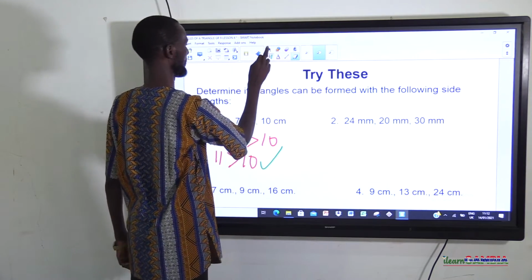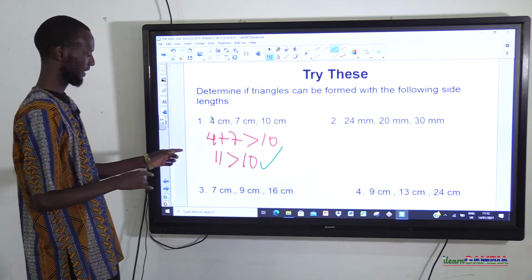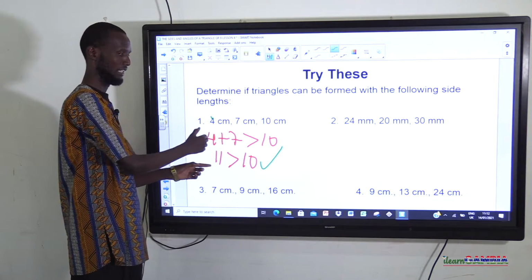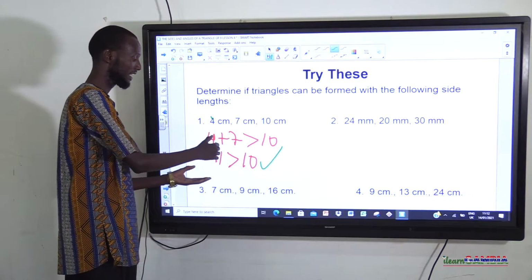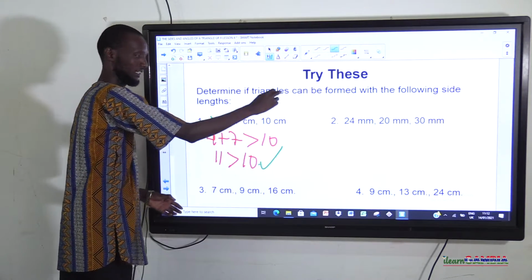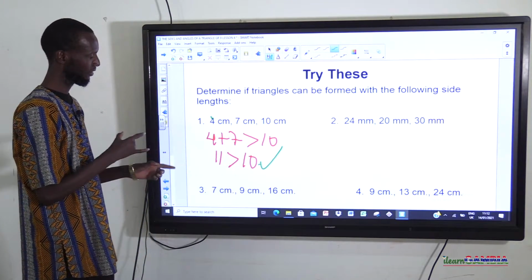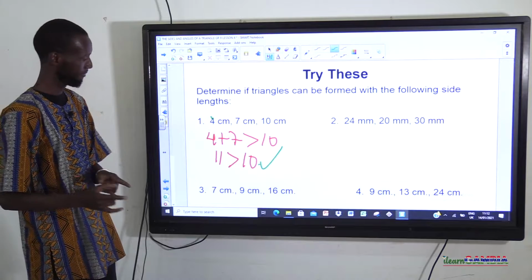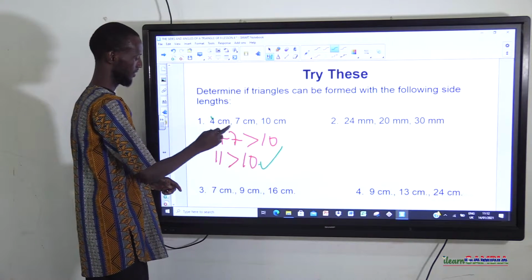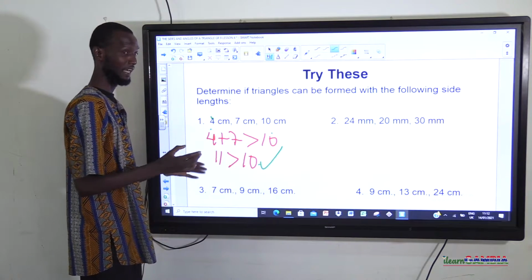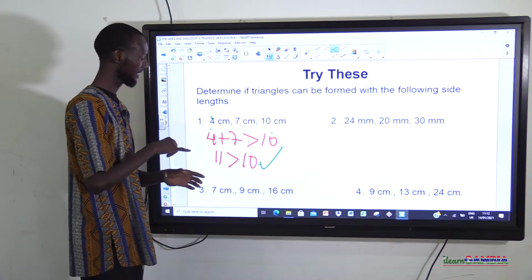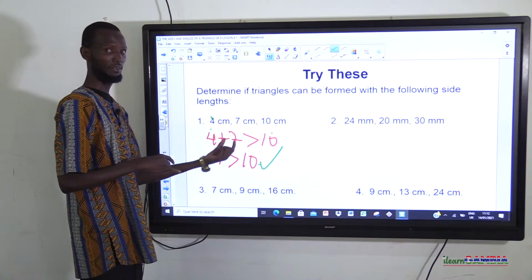Okay. So we have seen that actually the 4 and the 7, if you add them up, the sum you get is greater than the third side. So that's a check, it works. Now let's try another 2 sides, 2 different sides again. This time, let's take the 4 and the 10 and see whether if you add them up, you will get a sum greater than the third side in this case, which is 7.